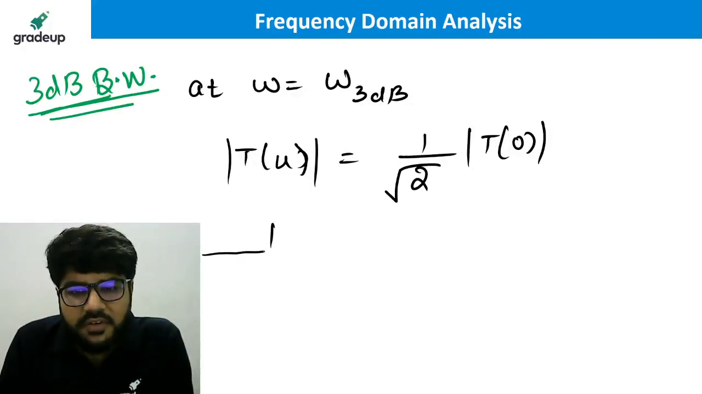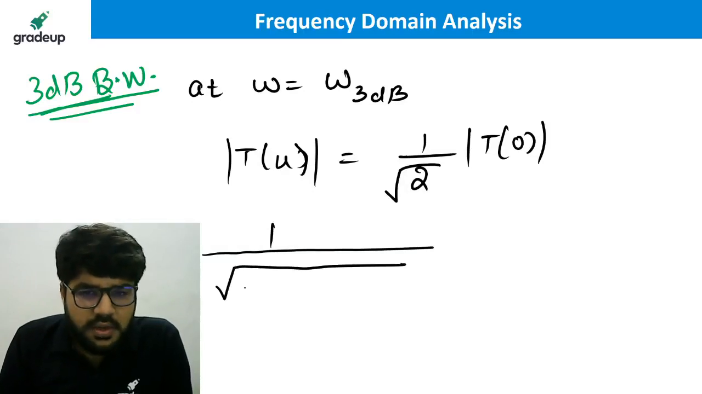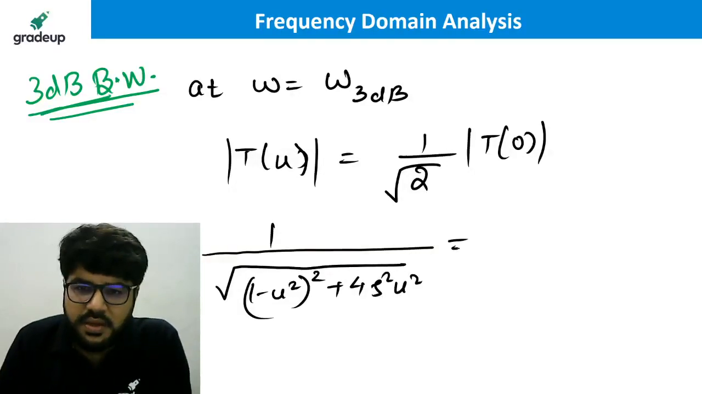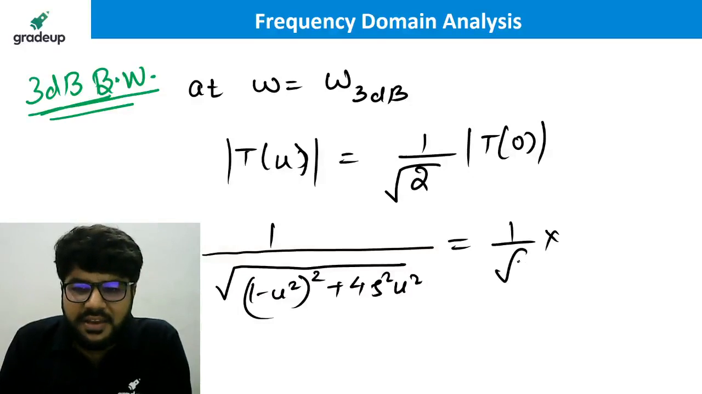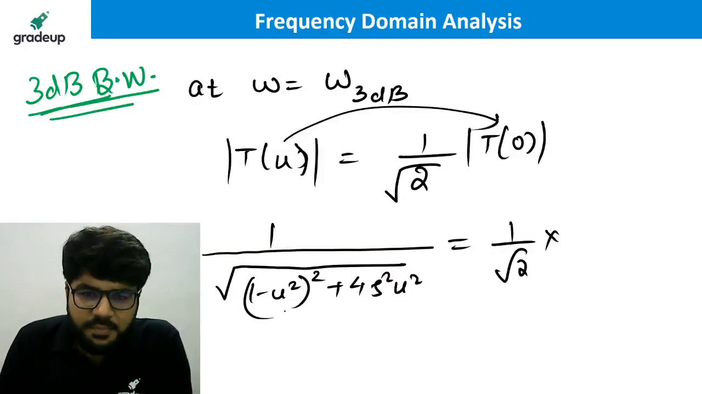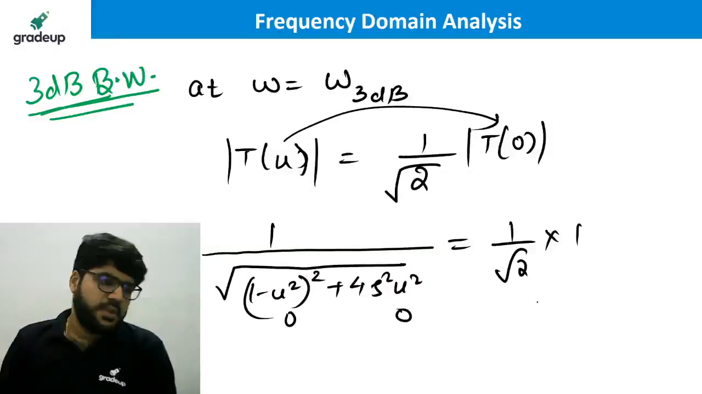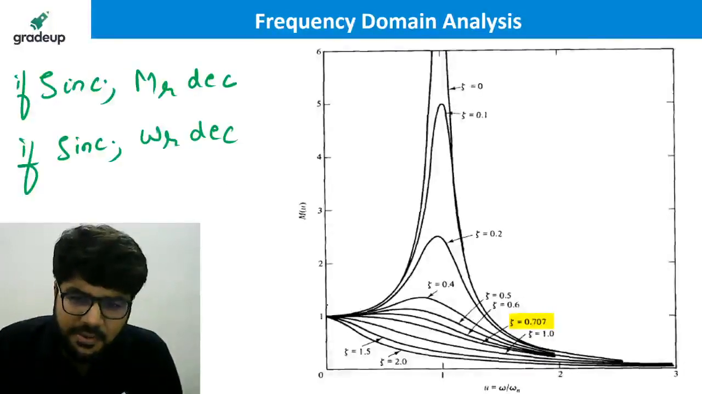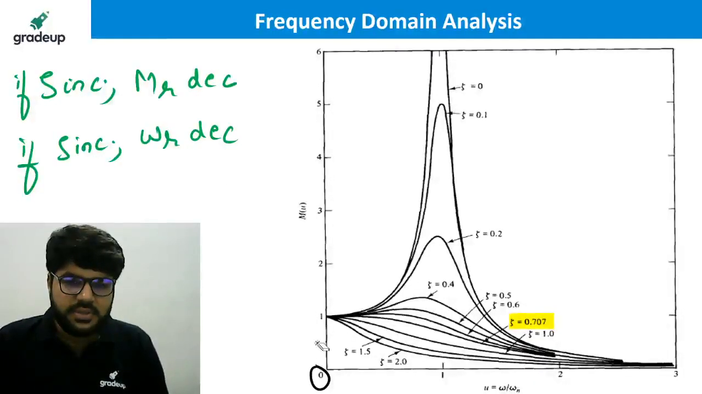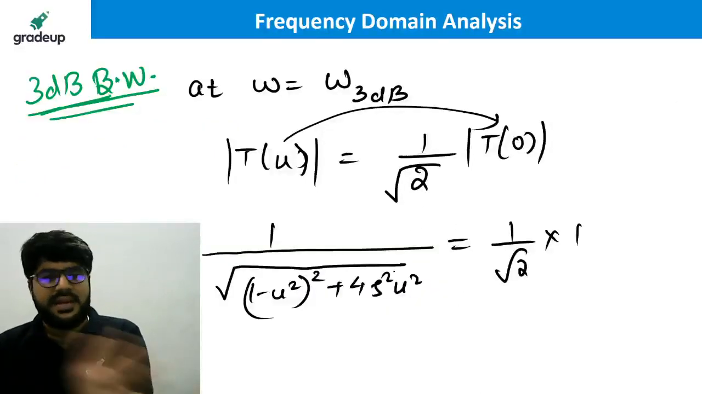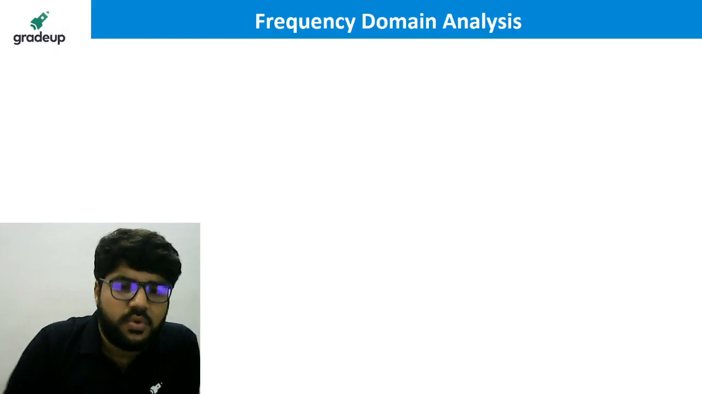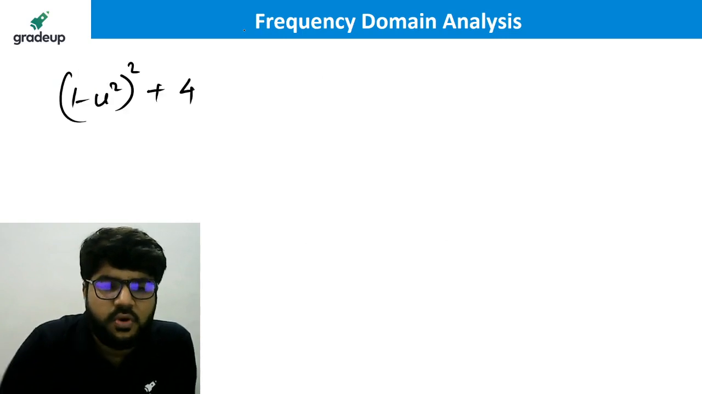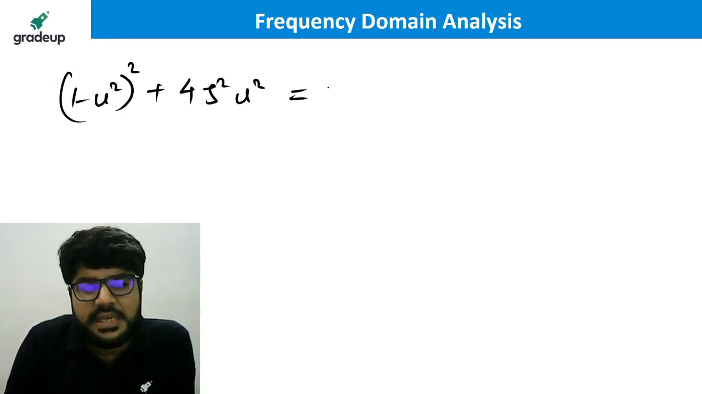So what is that mod function? 1 upon under root of (1 minus u square) whole square plus 4 zeta square u square is equal to 1 by root 2. And when you put u equal to 0 directly here, you get 1. The magnitude at 0 frequency is 1. I have shown it in the graph also. At omega equal to 0, the magnitude is 1. So what will you do? You will equate the denominator, and cancel the square root. So you have (1 minus u square) whole square plus 4 zeta square u square is equal to 2.